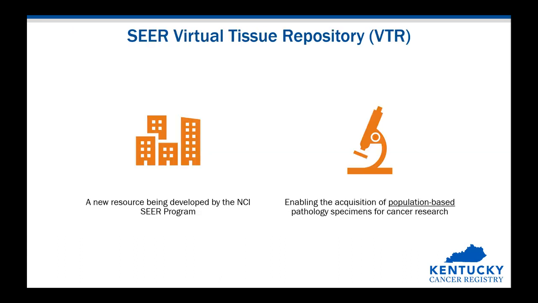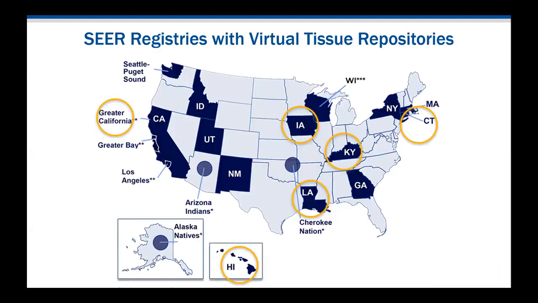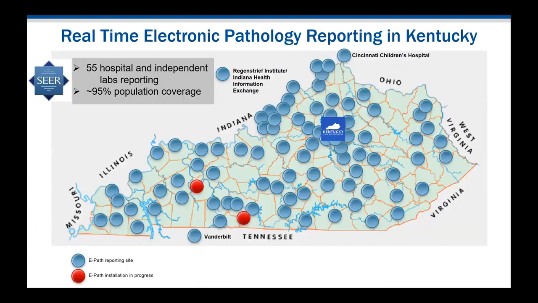So how did we overcome this particular challenge? We've relied on the SEER program. We're fortunate in Kentucky to be part of the Surveillance, Epidemiology, and End Results program, and employing SEER's virtual tissue repository. This is a relatively new resource that's being developed by SEER to enable truly population-based research using pathology specimens. There are a number of VTR registries, and Kentucky is one of those.